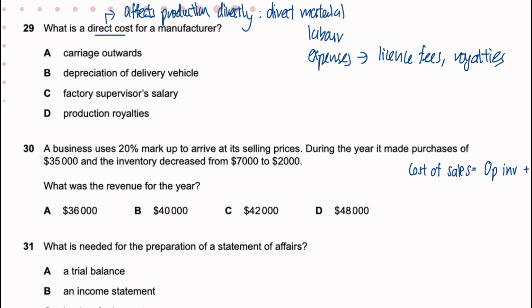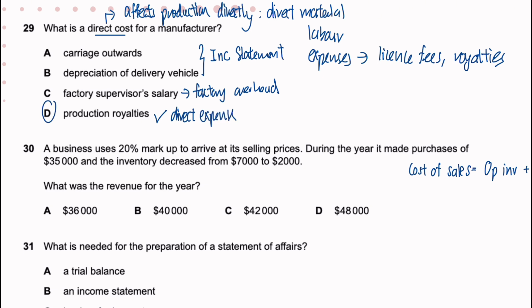Okay, so first, carriage outwards, no. Depreciation of delivery vehicle, no. These are recorded under your income statement. Factory supervisor salary, no. This is under factory overhead. The production royalty, yes, correct. This is a direct expense. Okay, so D is correct.